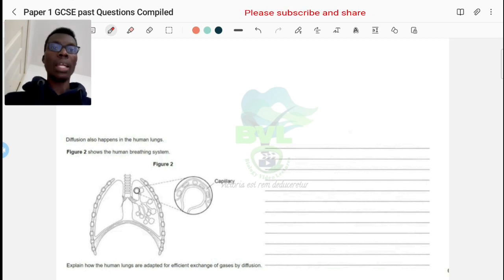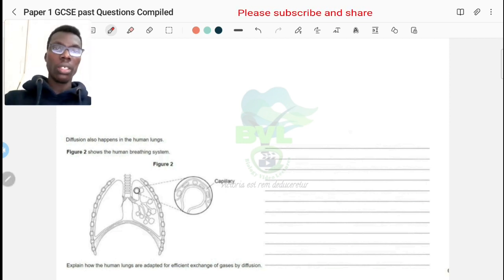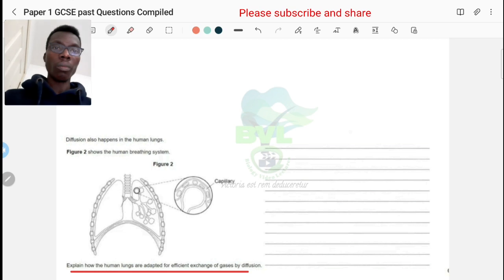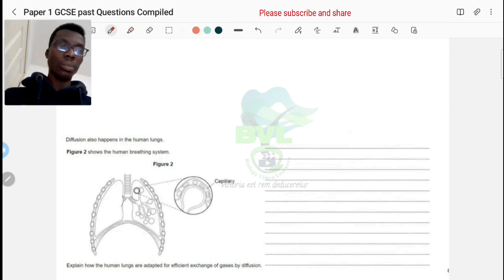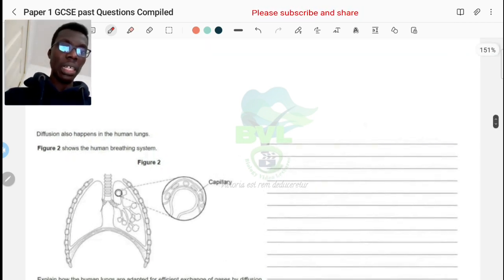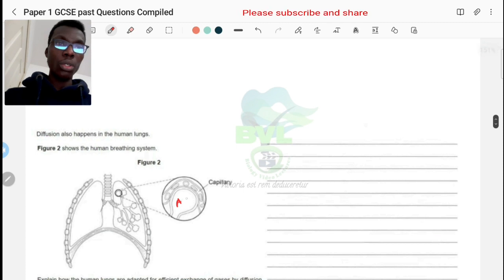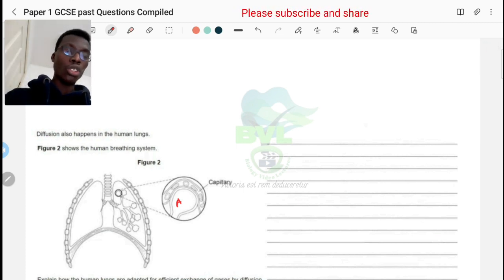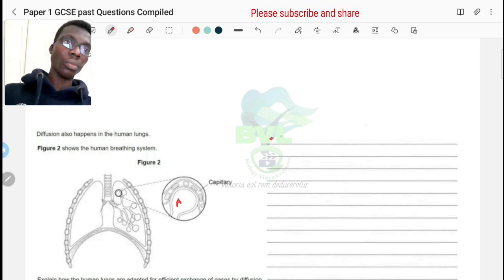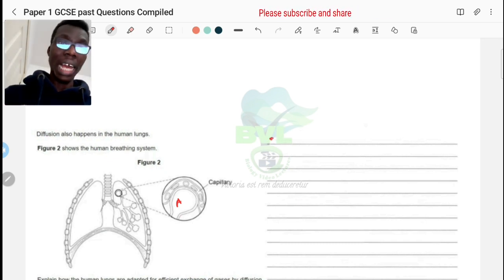Diffusion also happens in the human lungs. Okay, this is the question here. It says, explain how the human lungs are adapted for efficient gas exchange by diffusion. Okay, well, basically, this is the alveolus within the lungs. So we say that it says how diffusion, okay, this is what happens.